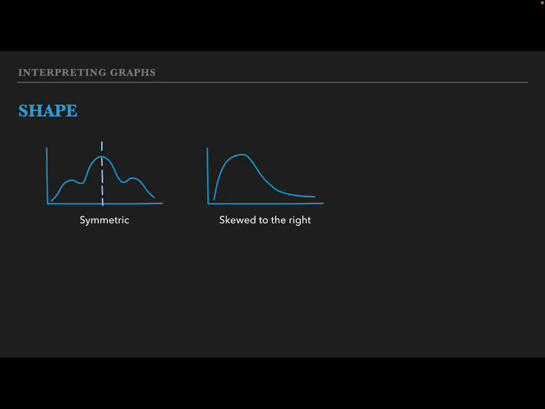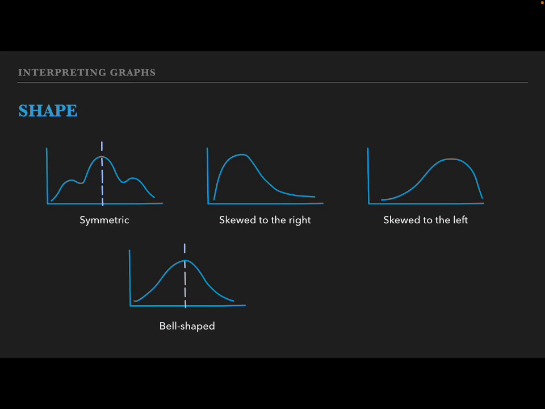A graph is skewed to the right if the long tail is pointing to the right. On the contrary, if the tail is pointing to the left, then the graph will be skewed to the left. A bell-shaped distribution looks like a bell. It is symmetric, with a tall center and a tail on each side. A distribution is uniform if the data forms a horizontal line.